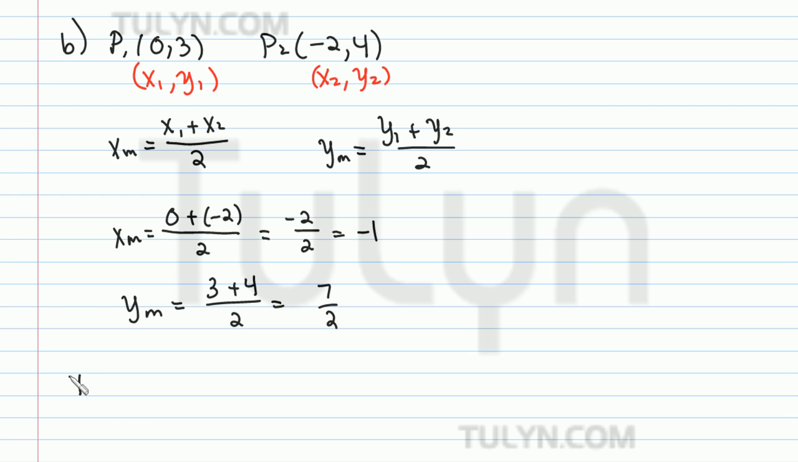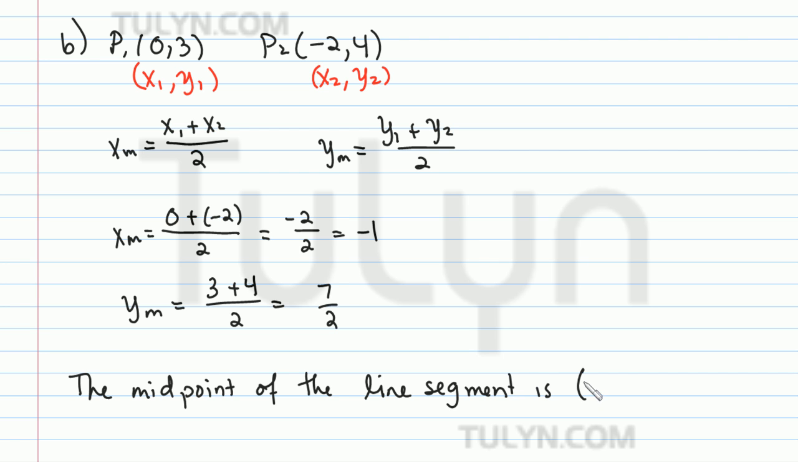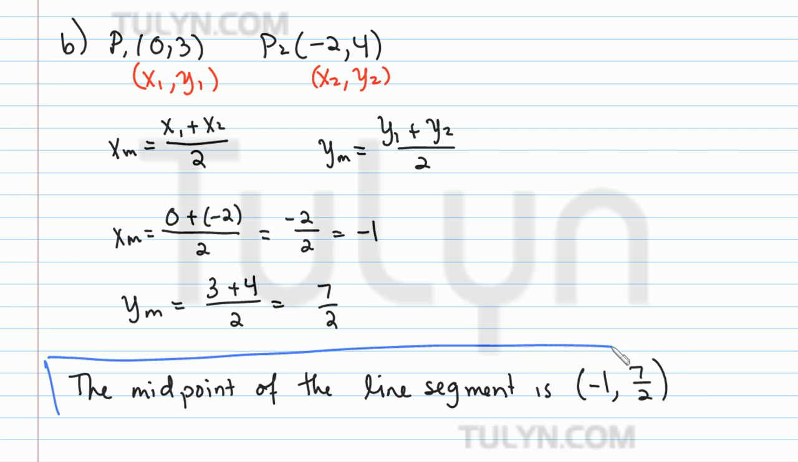So we can say the midpoint of the line segment is the ordered pair (xm, ym), so it's (-1, 7 over 2). So that's how we find the distance and the midpoint of a particular line segment.